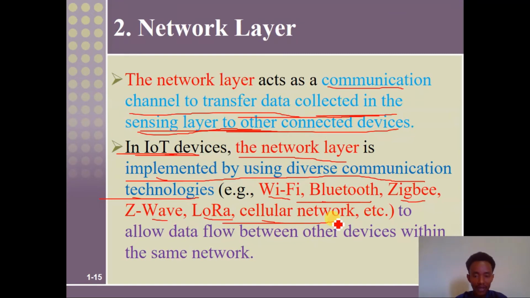In an IoT device, the network layer is implemented by using diverse communication channels.